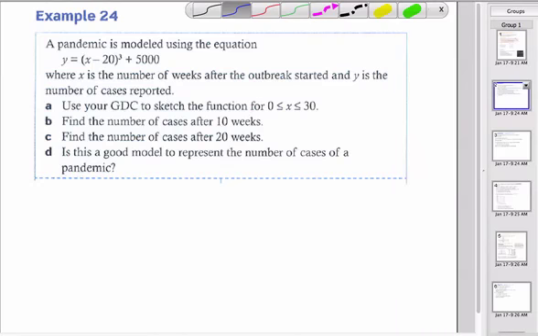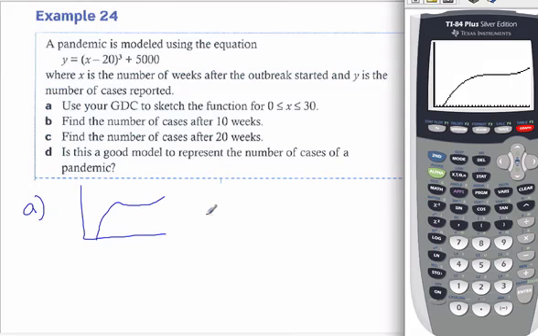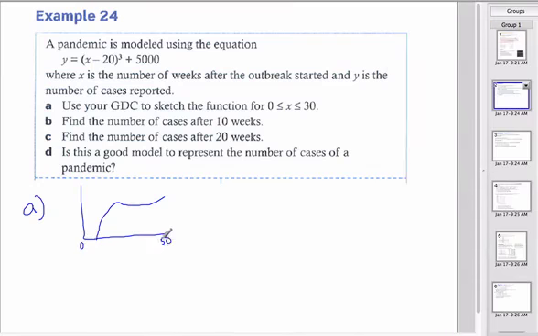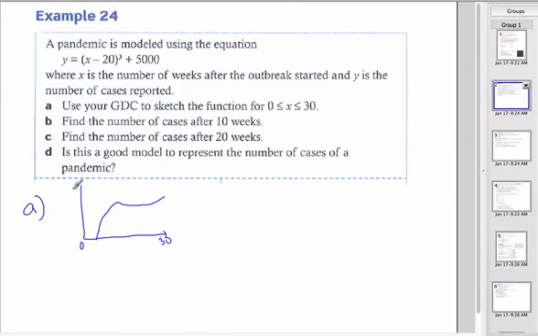So part A, you have something like this. So it gets larger, then it kind of peters out like this. So that's x equals 0 to 30. And our y max is about 10,000, so let's label that at 10,000. Okay, so part B, number of cases after 10 weeks, and then 20 weeks.